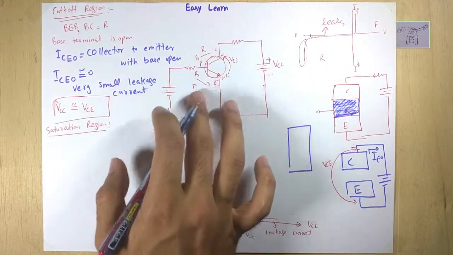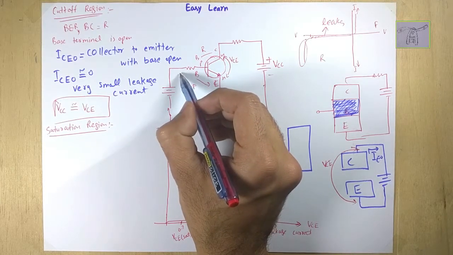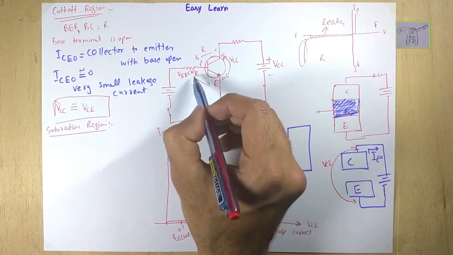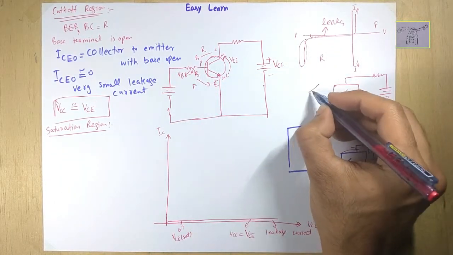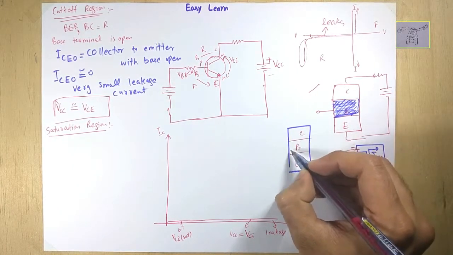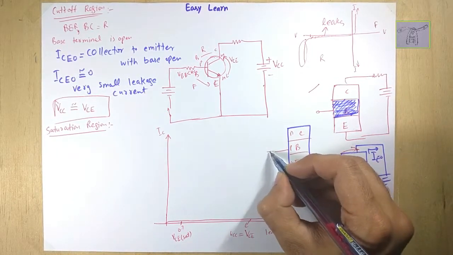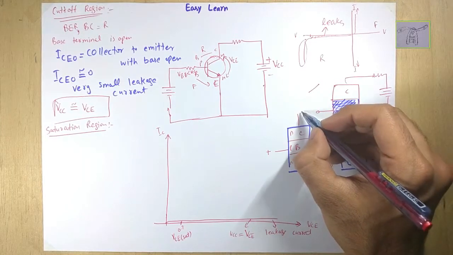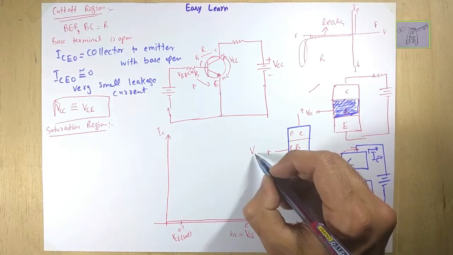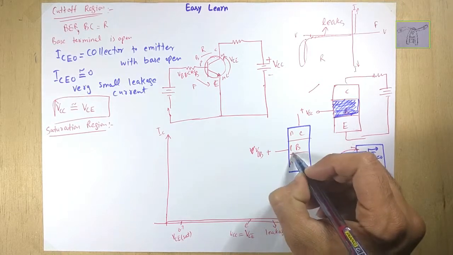This situation happens when VBB is less than VCC, because you can see that emitter, base, collector, this is P and this is N and this is N, NPN. So here this is positive and here this is also positive. This positive is coming from VCC and this positive is coming from VBB.